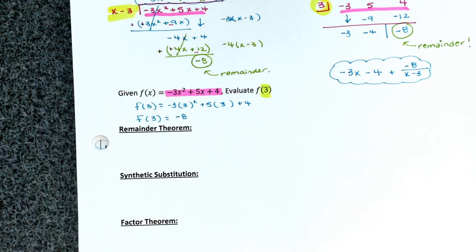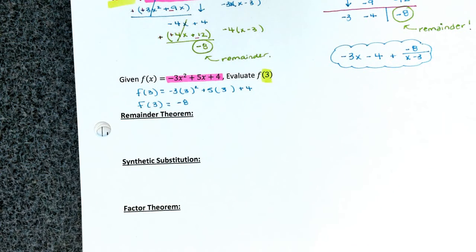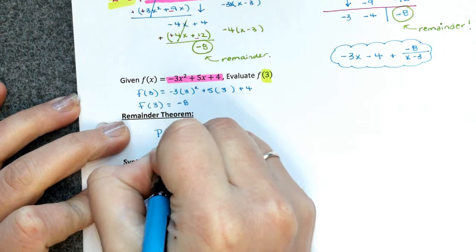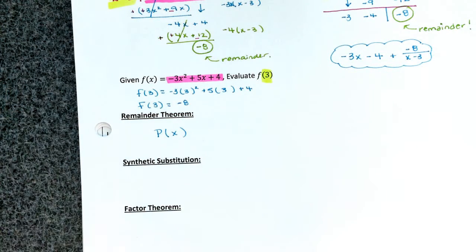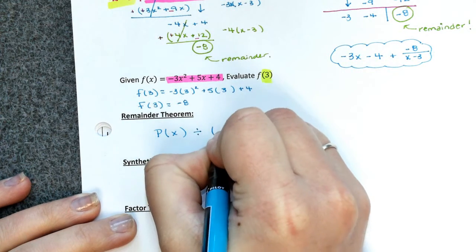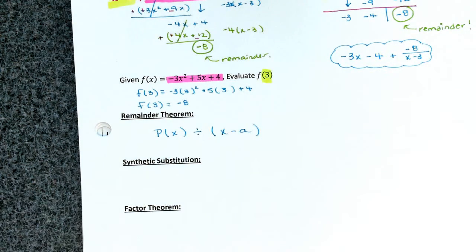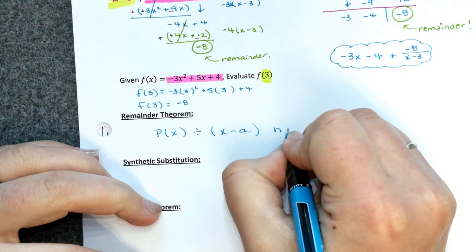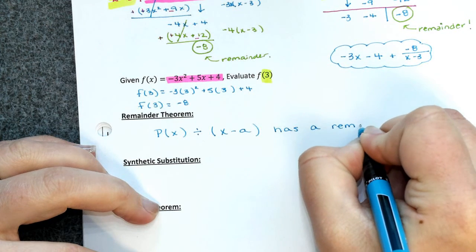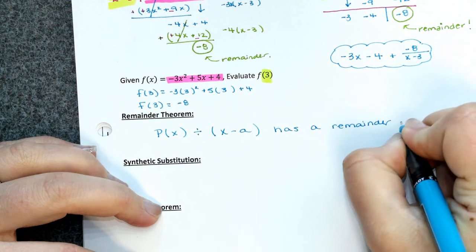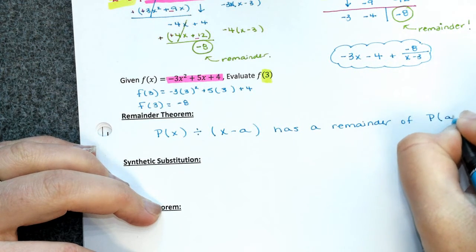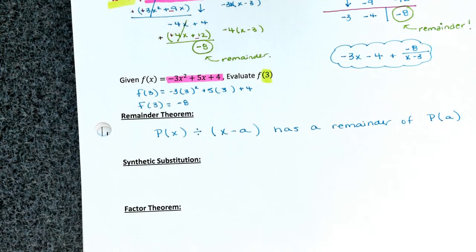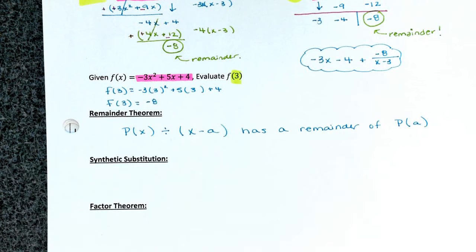Okay, so let's look at this. The remainder theorem, what it says is that if we have a polynomial, that's all it says is a polynomial, okay, divided by x minus a, so that binomial. So we take a polynomial and divide by this. That has a remainder that is equal to, so remainder of p of a. So I'm going to kind of explain this to you. You may need to add some more notes to your notes, depending on how I'm explaining this to you.